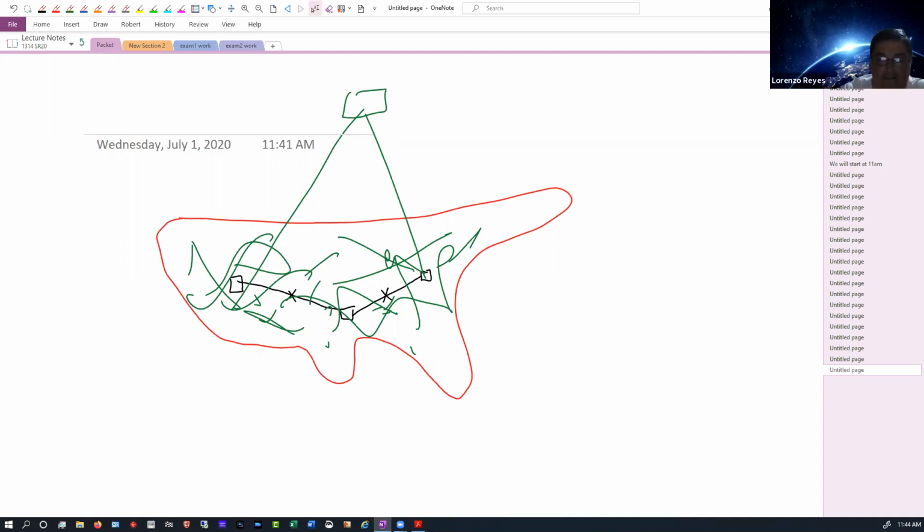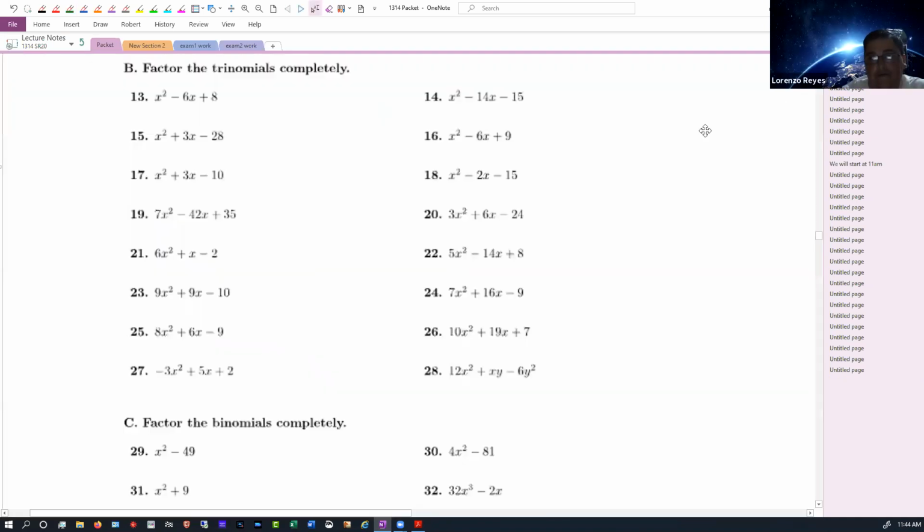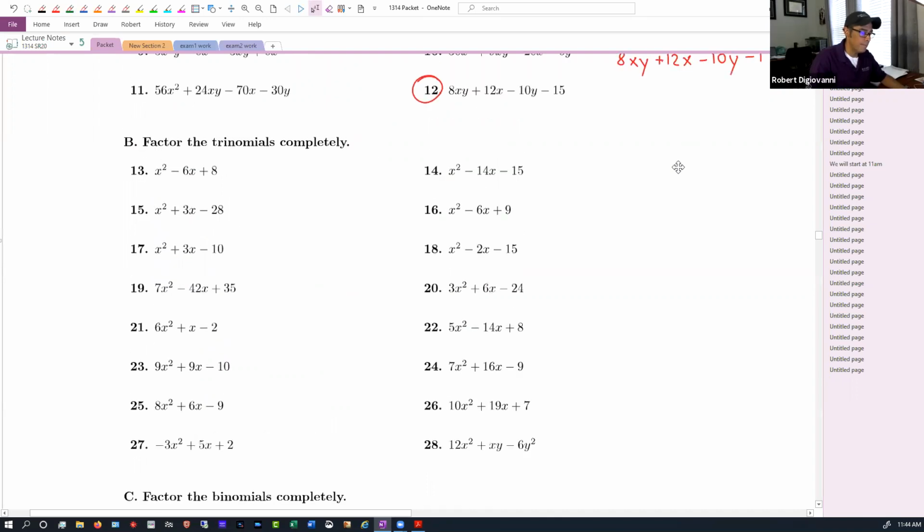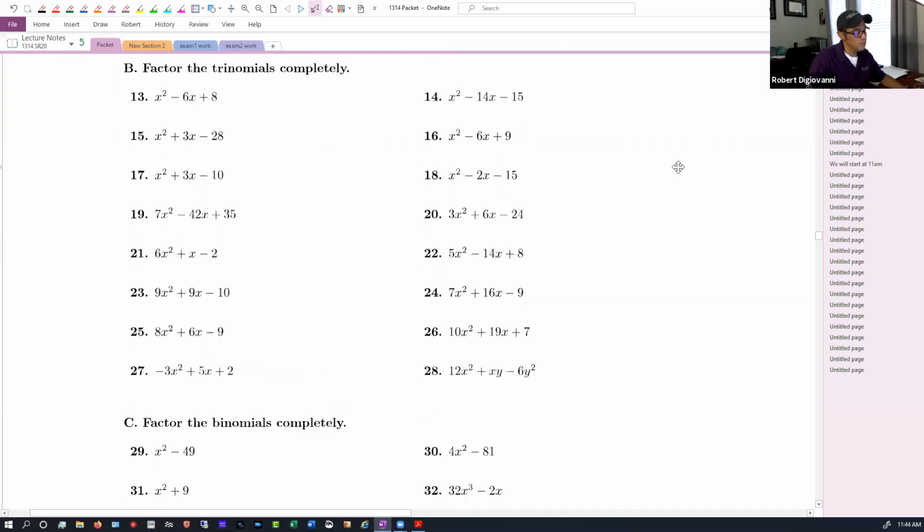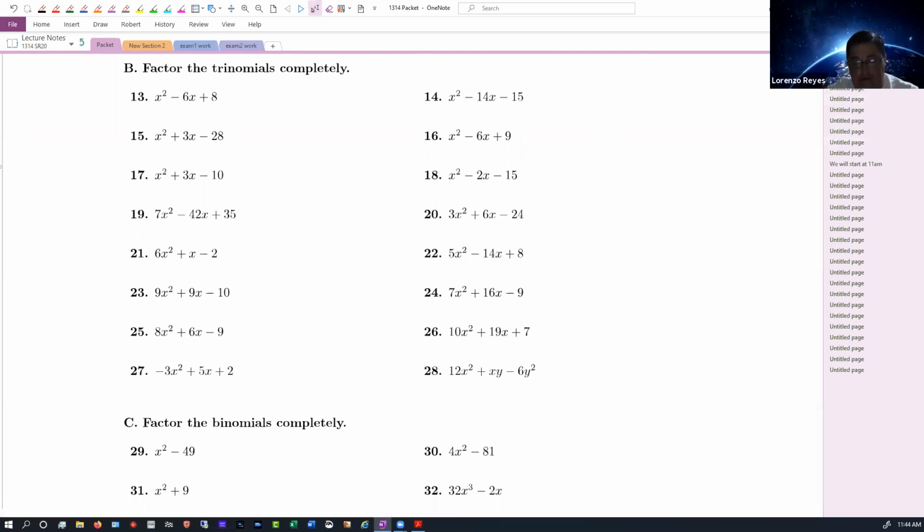I apologize. Let's go to a different example now, okay? So I want us to look at something like, let's go with number 13. Three terms. Yeah, x squared minus 6x plus 8.